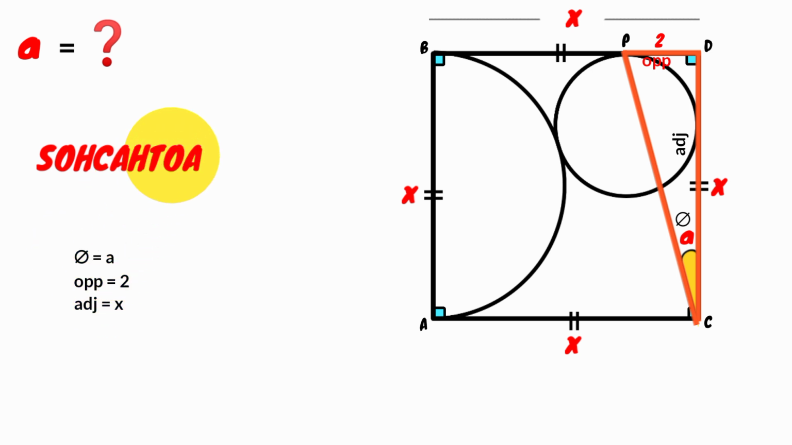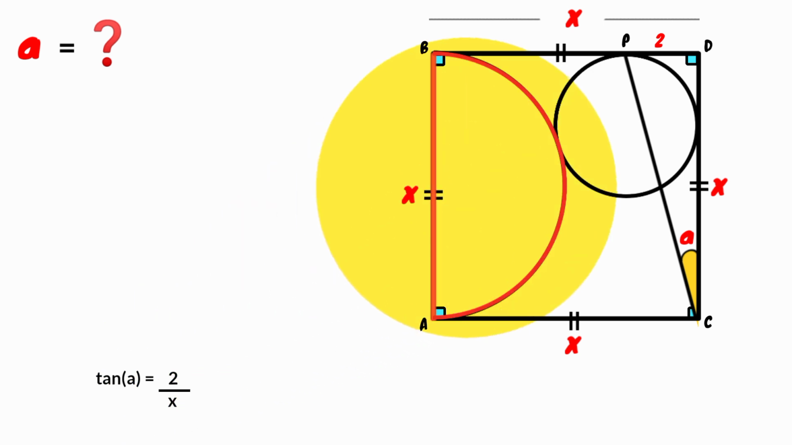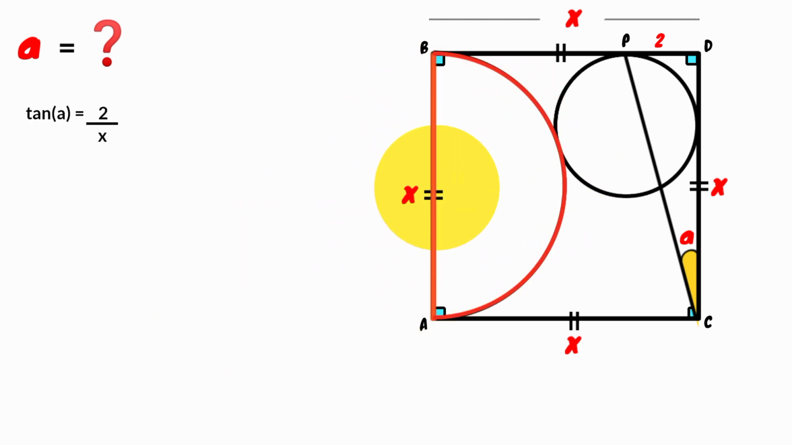From here, TOA means tan theta equal to opposite over adjacent. Substitute these values here. So tan A equal to 2 over x. Come to the semicircle. Obviously, this side is its diameter. Diameter is 2 radius.